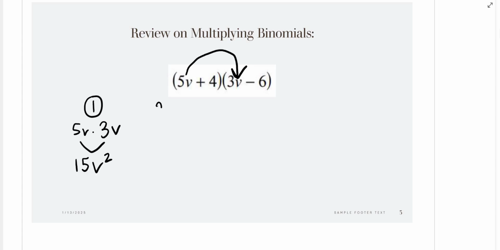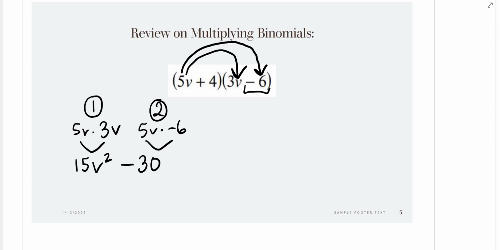Okay, now I'm going to do the second step, which is going to be the first term, 5v times negative 6. Okay, these are the outside terms. 5v times, and notice that it's a negative 6. So 5 times negative 6 is negative 30. Please make sure that you don't forget your sign, and then don't forget the v.